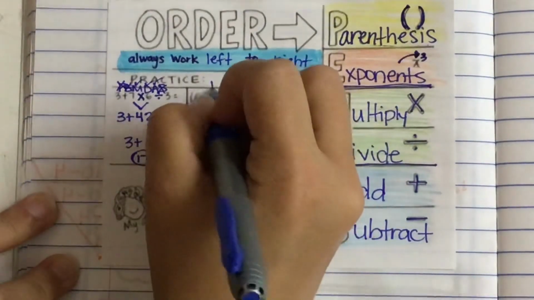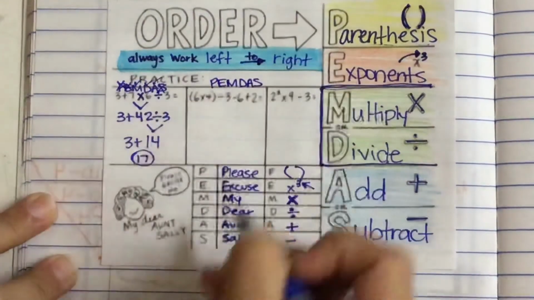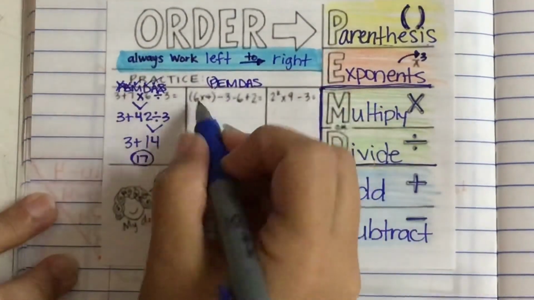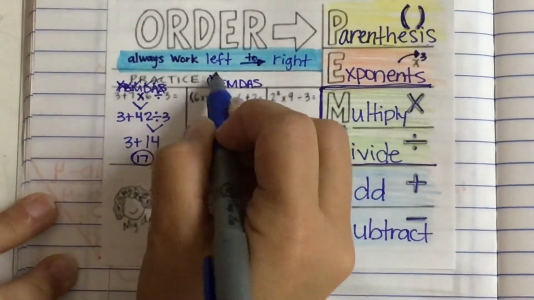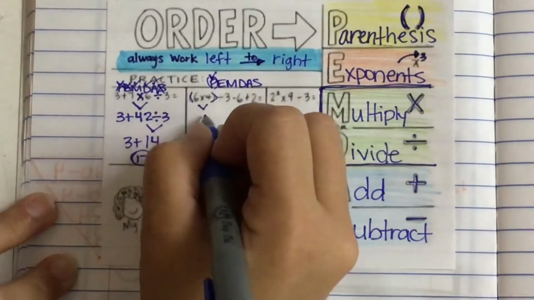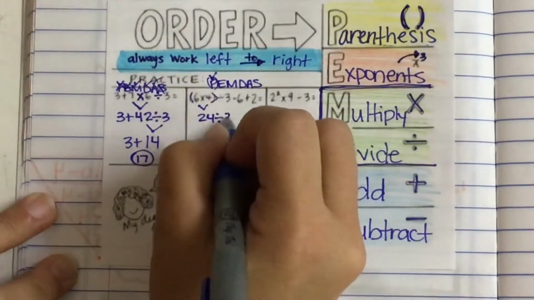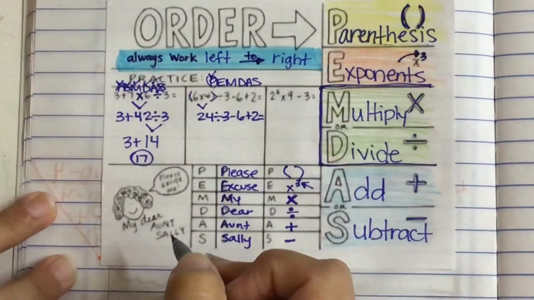All right, so once again, we've got a little bit more space now. We can add our PEMDAS acronym up here. We're going to scan first for parentheses. Do you guys see parentheses? Yes. Yep, so we're going to solve for that first. 6 times 4 is? 24. And then I'm going to copy the rest of the problem like I see it. Divided by 3 minus 6 plus 2 equals.